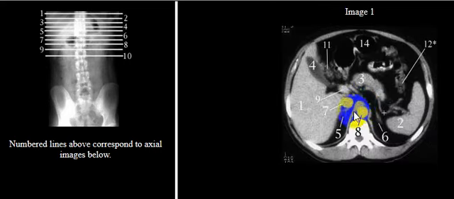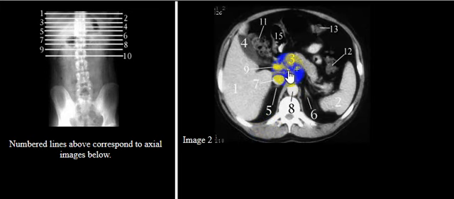So this is the abdominal aorta, and this is the right crus of the diaphragm, and this is the left crus of the diaphragm, and this is the vertebral body. And this is the proper hepatic artery, and this is the common hepatic artery, and this is the splenic artery, and this is the celiac trunk.